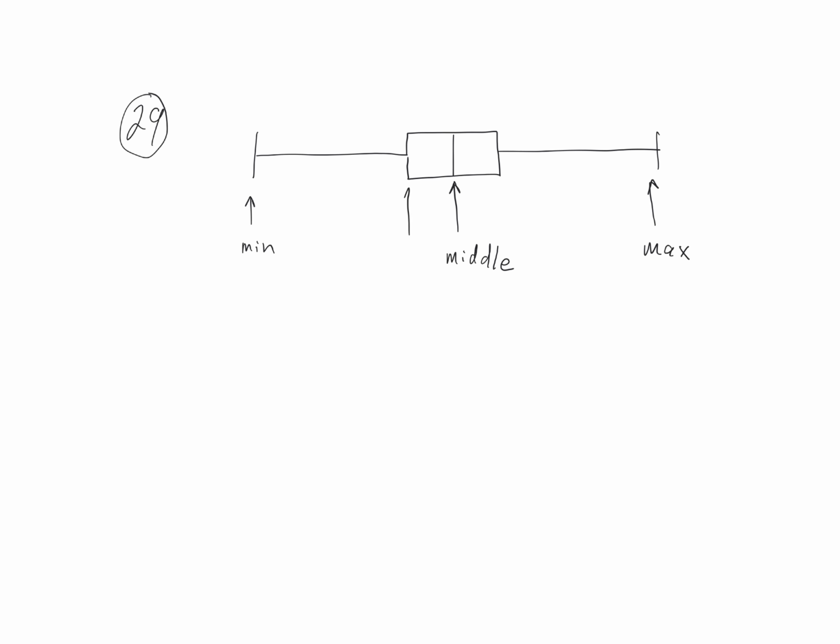This one here is called the first quartile. Think of it as Q1. And this is the middle of the first half of the data. And this one here, you might guess, is Q3, and you'd be right. The third quartile, the third quarter of the data, and this is the middle of the second half of the data.